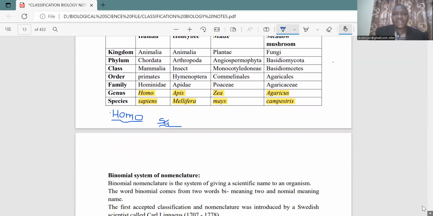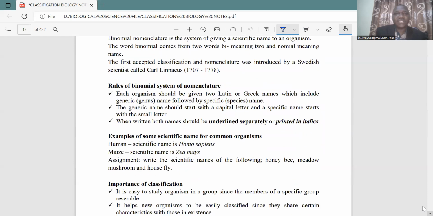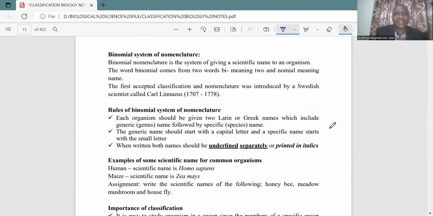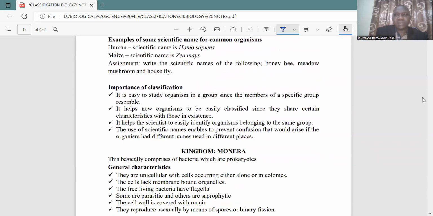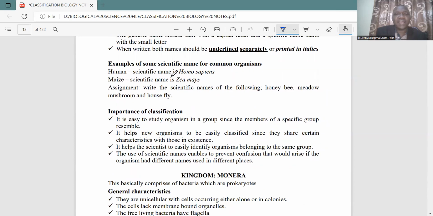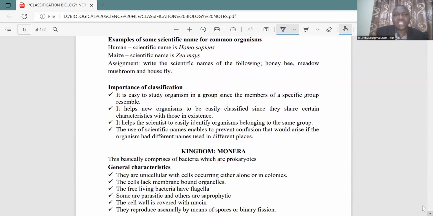So let us proceed. After binomial nomenclature, you will read these rules of binomial nomenclature, system of giving a scientific name to an organism, where each organism is assigned a scientific name with a generic name and a species name, underlined separately. The generic name beginning with a capital letter, and the species name beginning with a small letter. So this has already been explained to you. Humans are there, Homo sapiens, maize is Zea mays, and you write the names. The names I shared them with you in class.